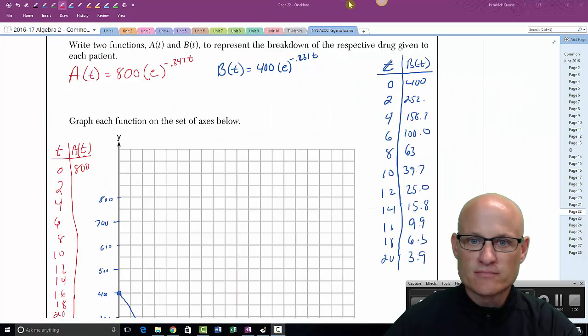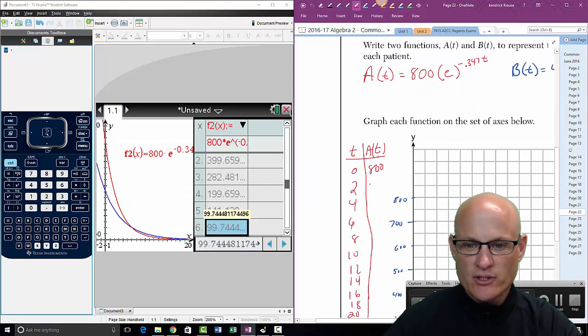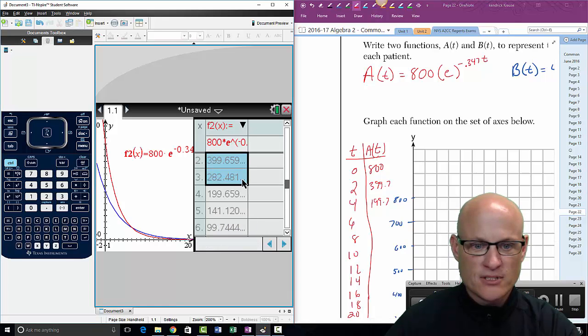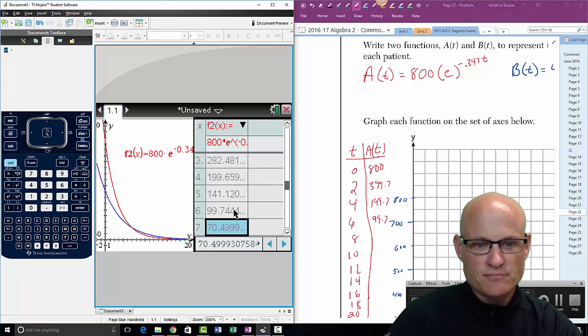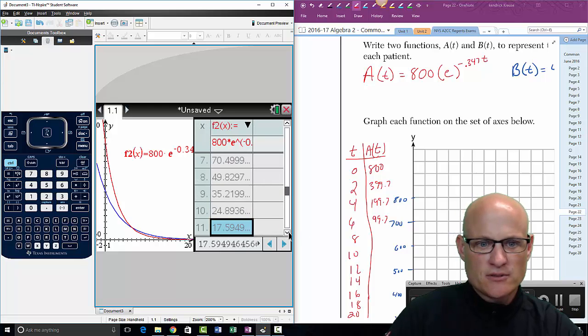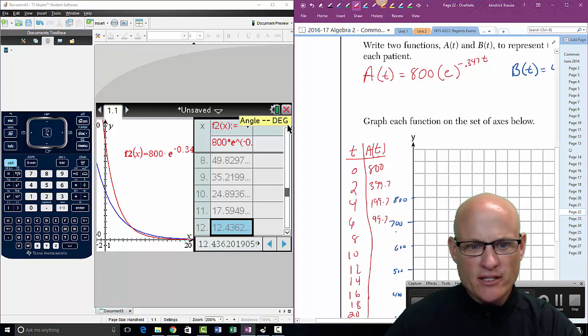Let's do this. So 2 is 399.7. 4 is 199.7. 6 is 99.7. Oh, I should have done this last time. 8 is 49.8. 10 is 24.8. 12 is 12.4.